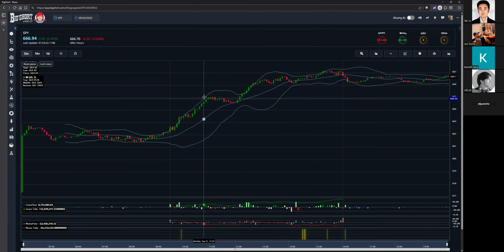And notice the time dilation. This is a long time of going down, but it's not a long price of going down. It's like 50 minutes of pullback, but the difference in price is very small. It's like 50 cents or something. So this pullback is very shallow compared to this move here. That's how we know that this move is going to be strong.